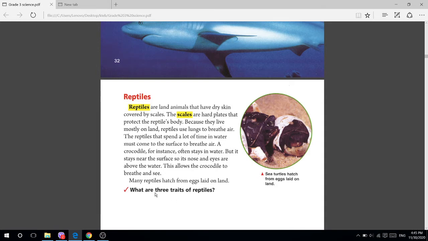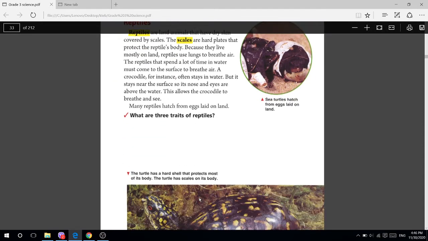Okay, what are three traits of reptiles? As I told you, they have scales. They use lungs to breathe air. And the reptiles that spend a lot of time in water must come to the surface to breathe air. These are traits of reptiles.